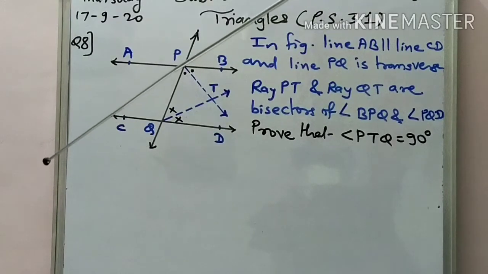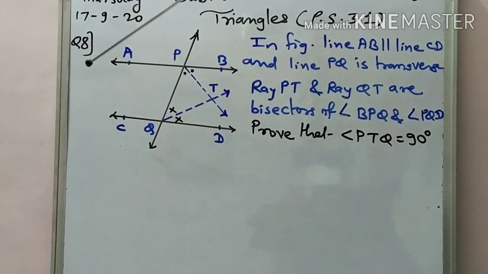So as we continue here, question number 8: in a figure it is given that line AB is parallel to line CD and line PQ is a transversal. As we see here, these two lines are parallel to each other and line PQ is a transversal. Ray PT and ray QT are bisectors of angle BPQ and angle PQD respectively.